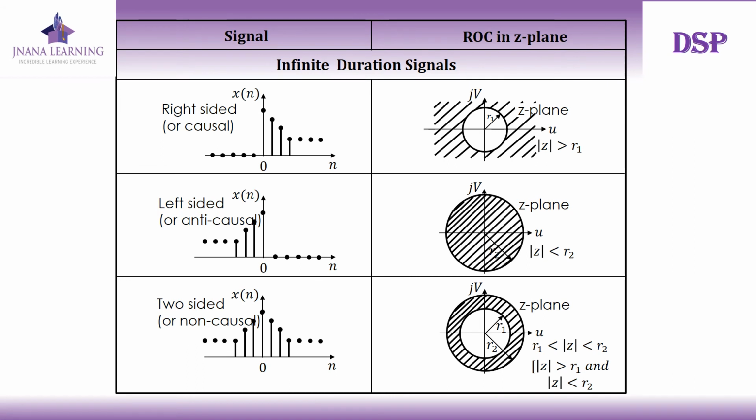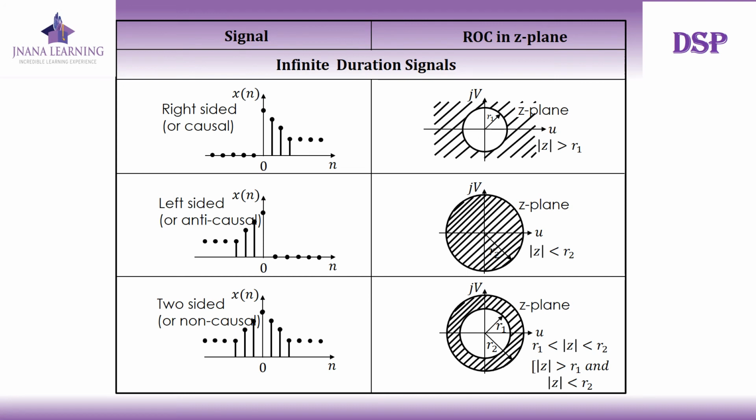When we discuss the ROC of infinite duration signals, here also we have three cases. The first one, right-sided or causal sequence, then the ROC is mod z greater than R1, where R1 is the radius of the circle as shown in the figure, and the region of convergence is outside that particular circle. And for left-sided or anti-causal sequences, the region of convergence will be inside the circle with radius R2, that is mod z less than R2.